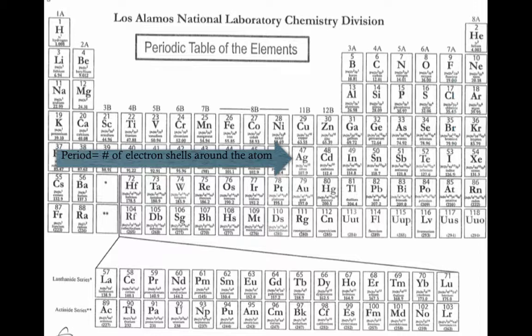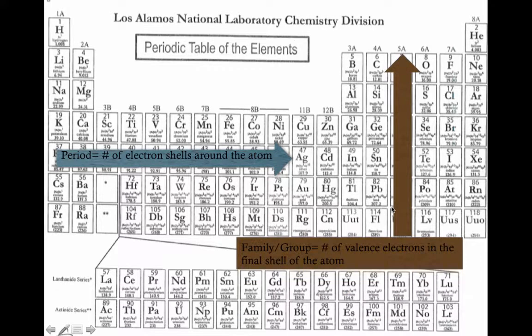So again, we call the rows on the periodic table, the stuff that goes this way, periods. Now going up and down, we have families or groups. So for instance, family 1A, family 2A, family 7A. These tell you the number of valence electrons in the final shell of the atom. So remember that valence electrons are the electrons that are in the very most outer shell of the atom.